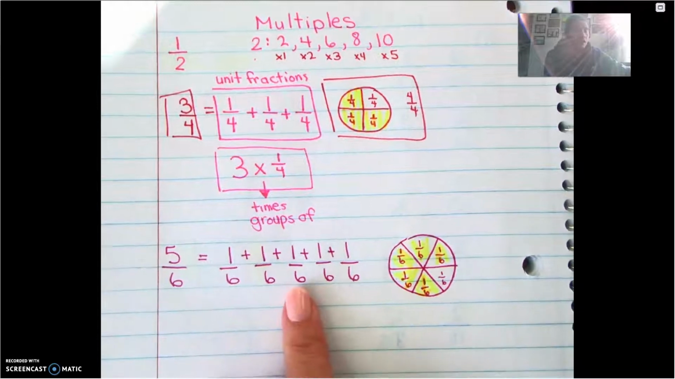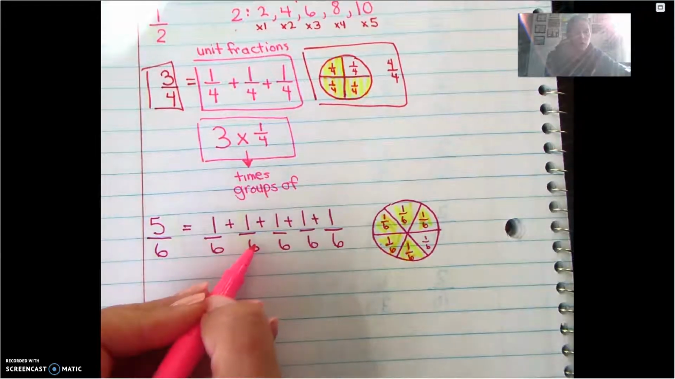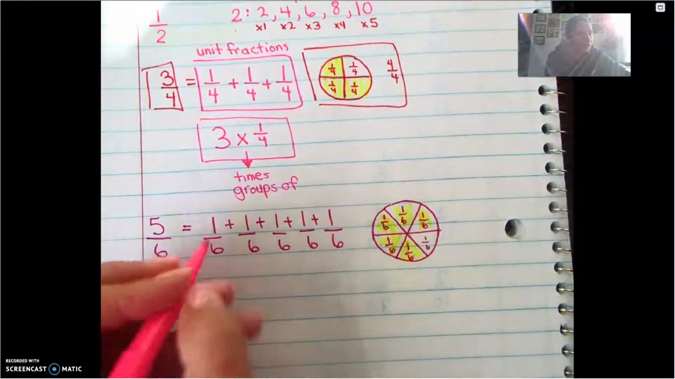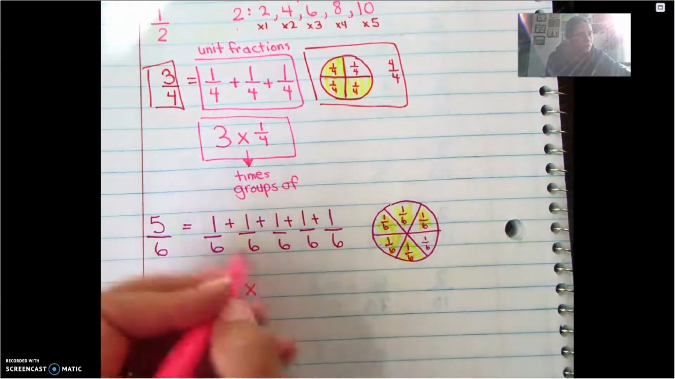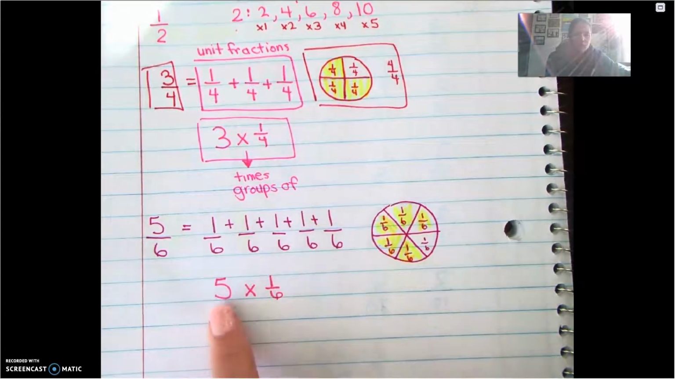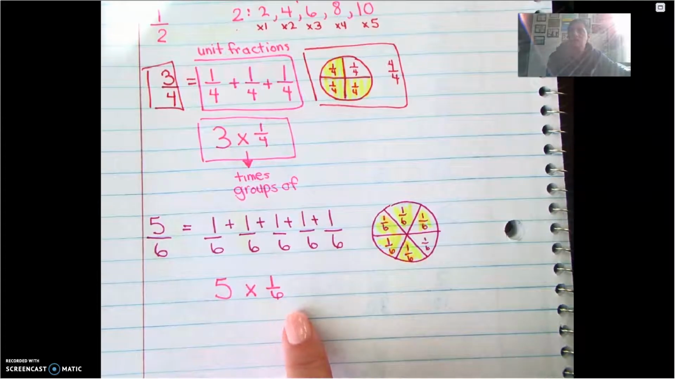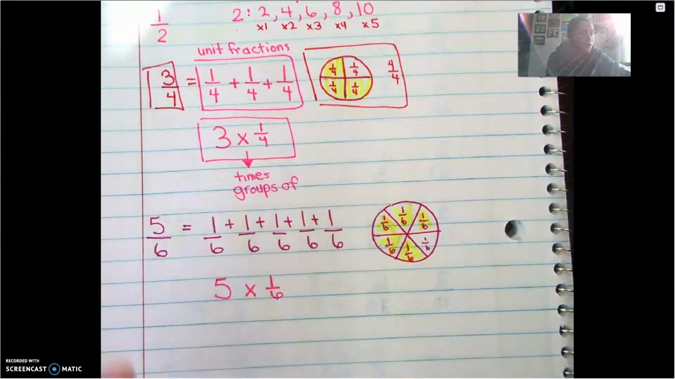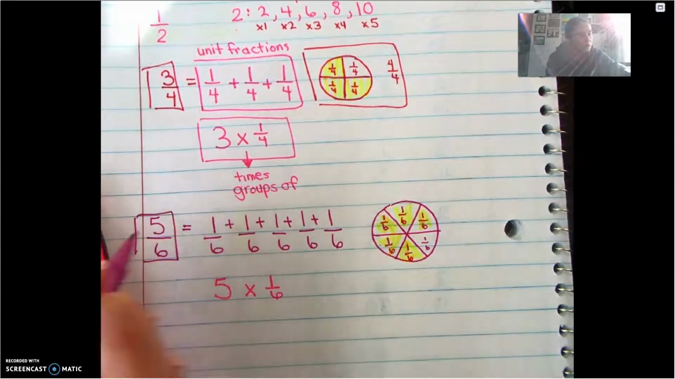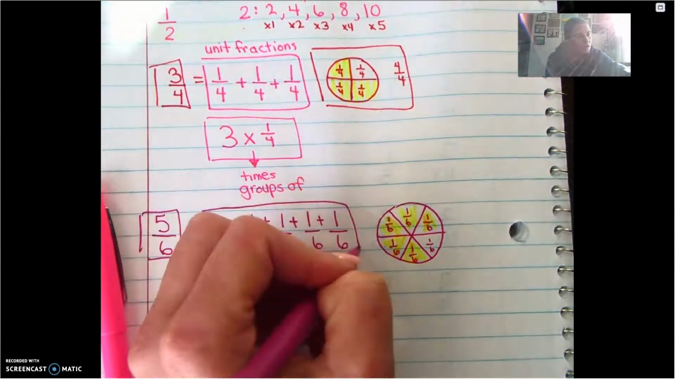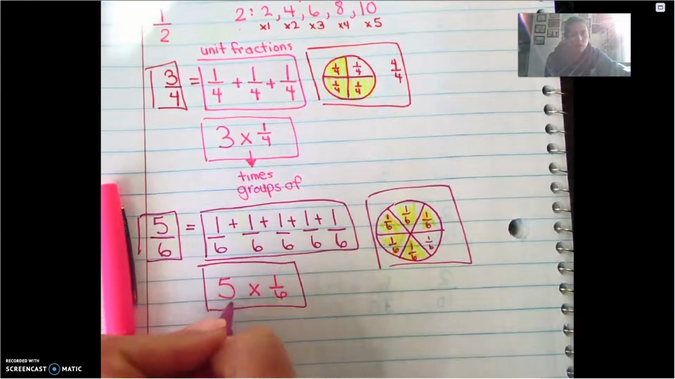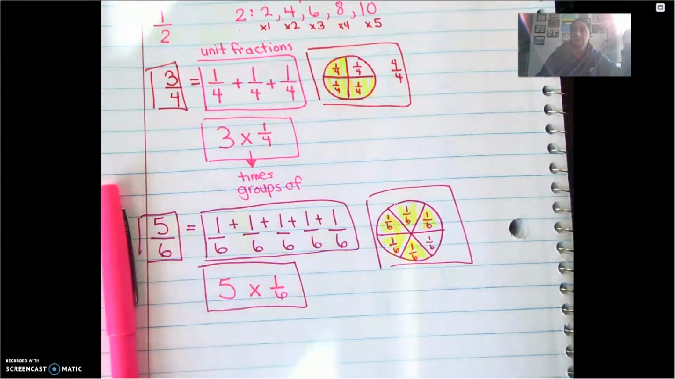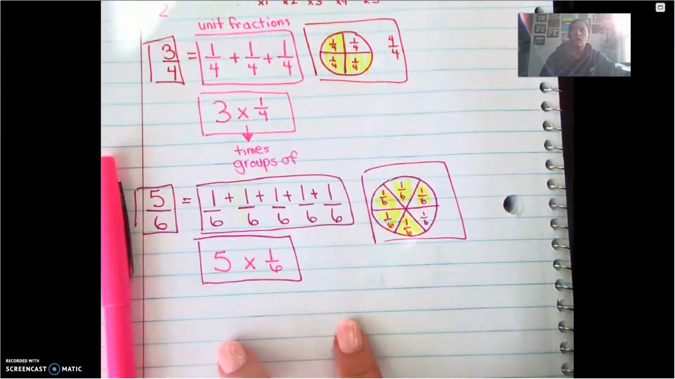Remember, this is unit fractions. And then our new way is how many groups do we have? 1, 2, 3, 4, 5. We have 5 groups of 1/6. So we have different ways, and they all mean the same. They are all equal. They are all equivalent. So we've got unit fractions, we've got our picture, and now we have our new way that tells us how many groups of 1/6 we have. Okay, so now we're going to move on.